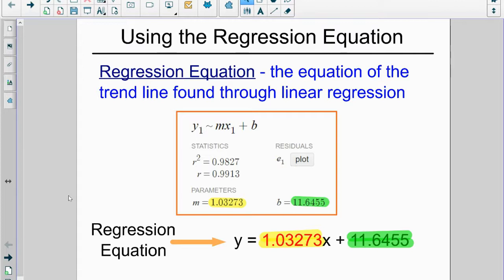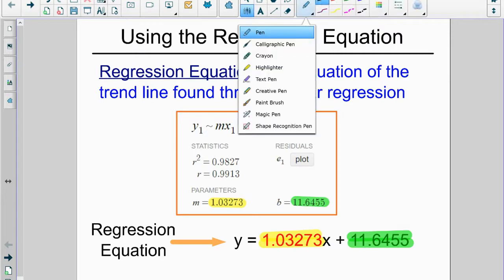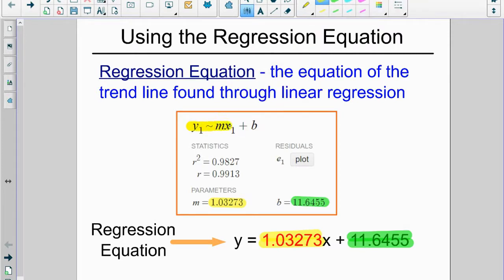So what you did yesterday was use Desmos to find the regression equation. And just a reminder that that's the equation of the trend line. And we find that using this linear regression process. So when you are using Desmos and you enter your data into a table, we end up typing this code into the calculator. When you type that code into the calculator, what it does is it gives you these different statistics and parameters down below.